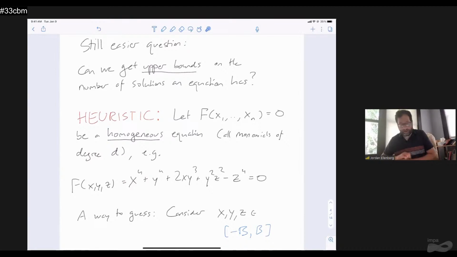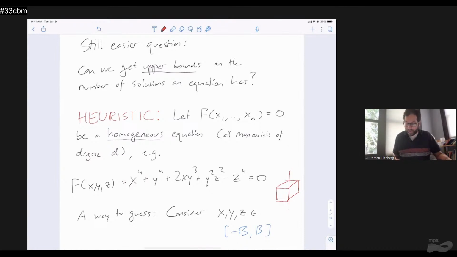Well, here's what I'm going to do. Considering all possible triples of integers is maybe too much to think about. I can't get my head around that. That's a huge infinite set. So let's instead work in a box. Okay, what does a box mean? I just literally mean like in R3, like a little box like this, where I put bounds on the x coordinate, the y coordinate, and the z coordinate.